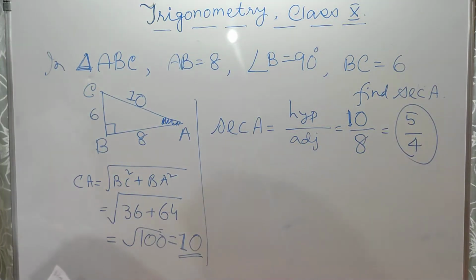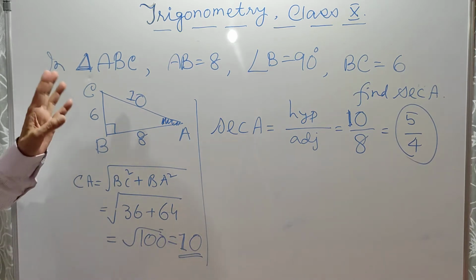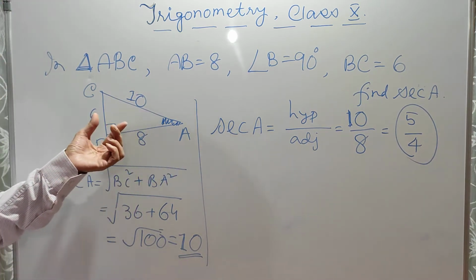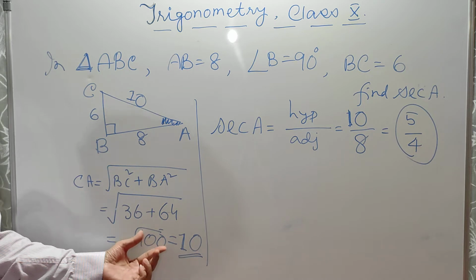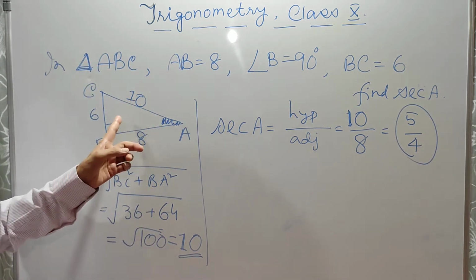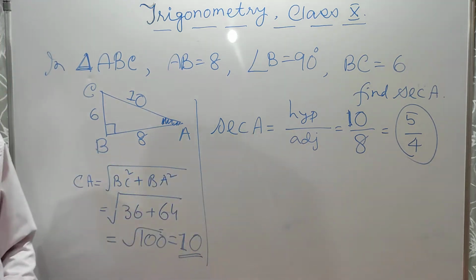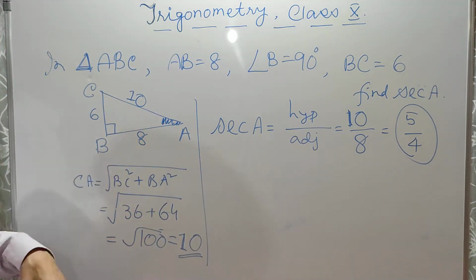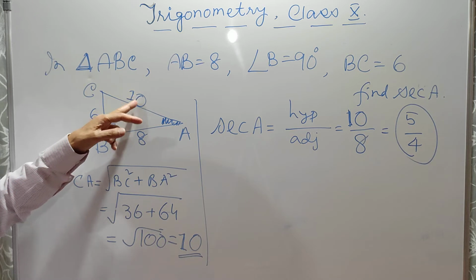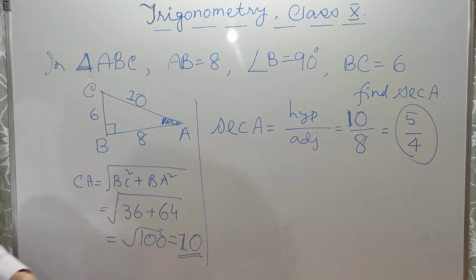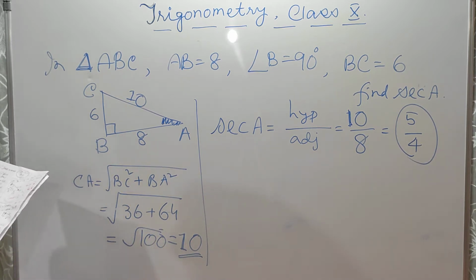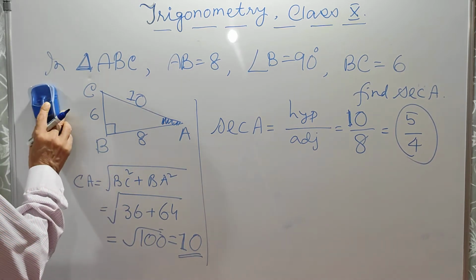So sec A equals 5 by 4. What you have to note here is the use of Pythagoras theorem. Then draw the triangle and simply use the relation: sec is hypotenuse by adjacent, or hypotenuse by base. So the answer is 5 by 4.